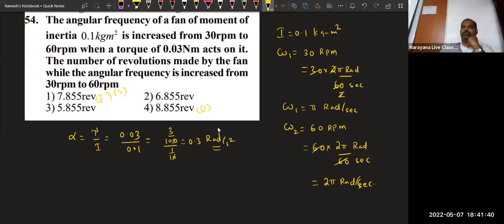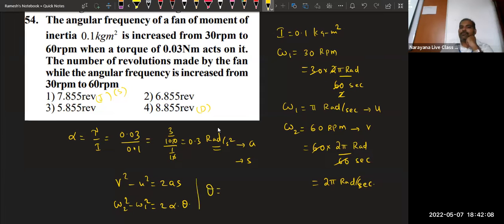Tell me, what is the angular displacement formula? We know this is the initial speed u, final speed v. This is similar to linear acceleration. I want displacement. V square minus u square equal to 2as. We have to convert into rotational parameters. Omega 2 square minus omega 1 square equal to 2 alpha into theta. So angular displacement equals omega 2 square minus omega 1 square divided by 2 alpha.